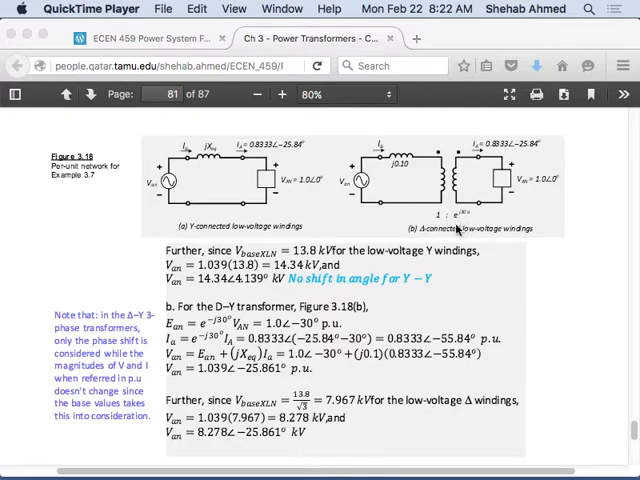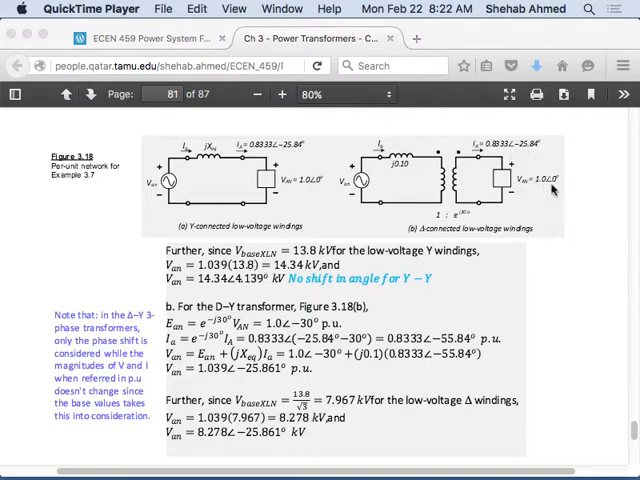What does this mean? It means that all quantities here lead quantities on the primary side by 30 degrees. So given 0.833 and its angle, 1 angle 0, so I give voltage and current on the secondary side. For them to go to the primary side, I have to phase shift them by 30 degrees. They were leading by 30 degrees, so I have to remove 30 degrees from them. So this minus 25.84 will be minus 55.84, and this will be 1 angle minus 30.